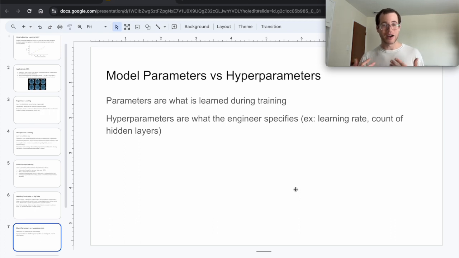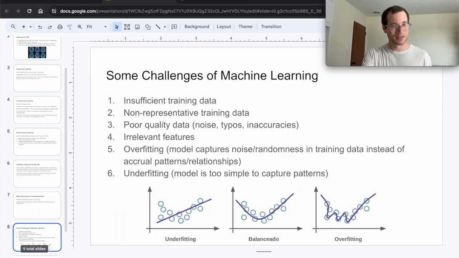And then we have things like hyperparameters, and these are the things that the machine learning engineer is responsible for specifying, and these have to do with things like learning rates or the number of hidden layers you have in a convolutional neural network. So these are things that are basically hard points that are dictated by a machine learning engineer. And so these are important terms to keep in mind as we're doing more projects.